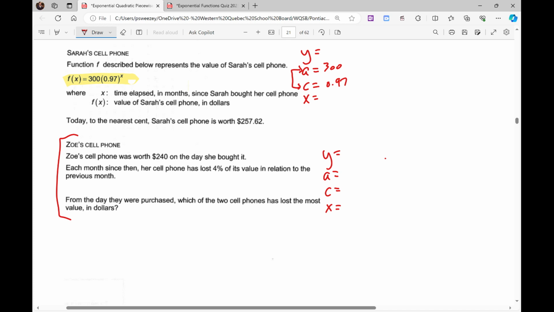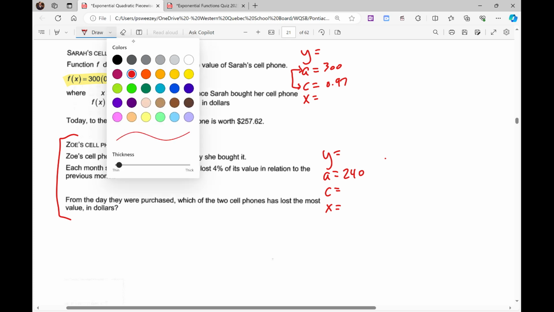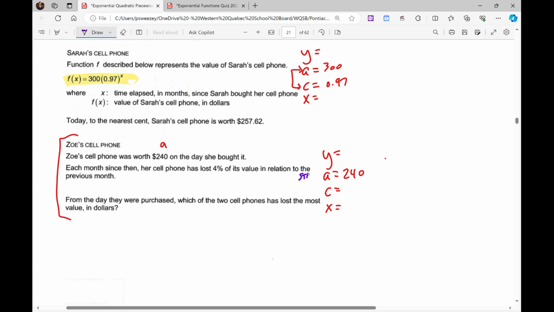So Zoe's cell phone was worth $240 on the day she bought it. Awesome. You can write it on here, or you can just write it next to it here. It's the price the day she bought it. That's the A value. A is always a starting value. C is a rate of increase or decrease. And then X is always a time that is paired with a current value. So those two things have a relationship with each other.